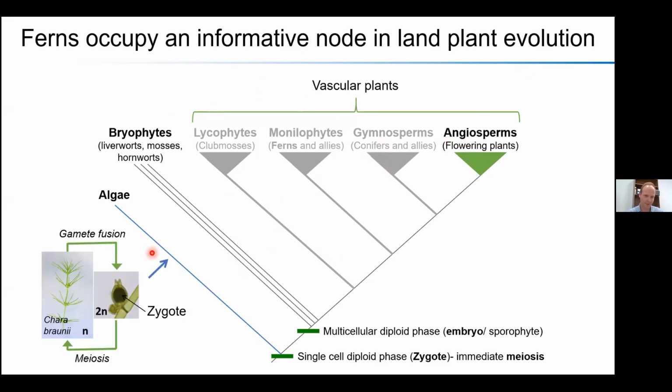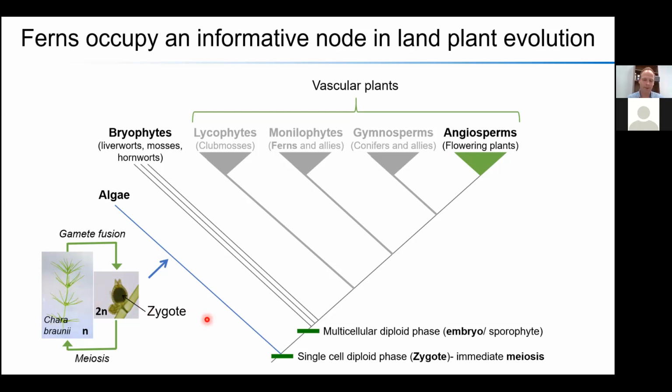And just to explain that, we think that the original algal ancestor of the land plants had a life cycle that was almost entirely composed of a haploid organism. The only time it produced a diploid cell was when it actually mated and a sperm met an egg, and you got this single diploid cell called a zygote forming. That immediately underwent meiosis and recreated haploid cells to start the life cycle again.